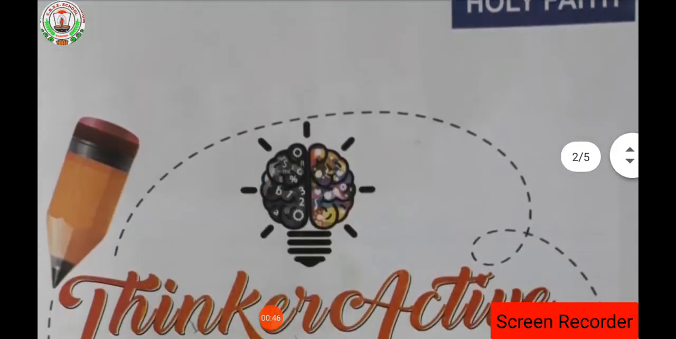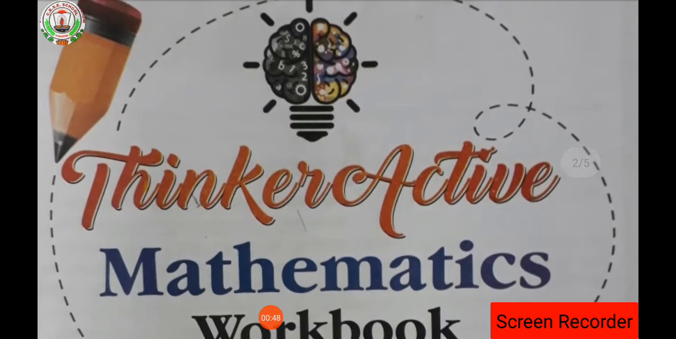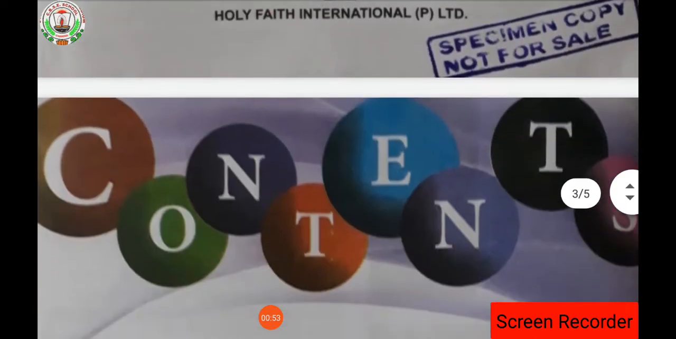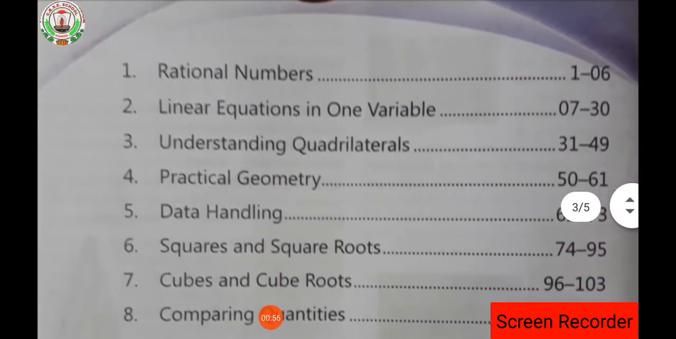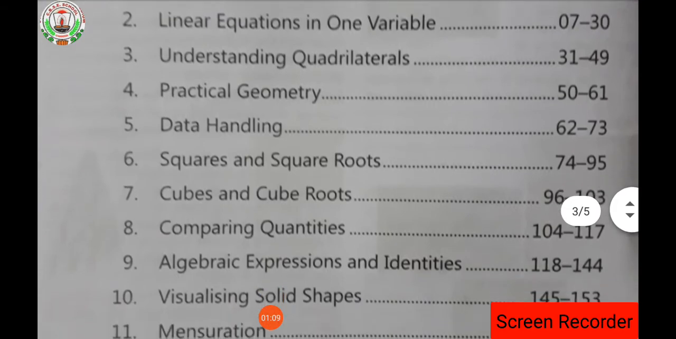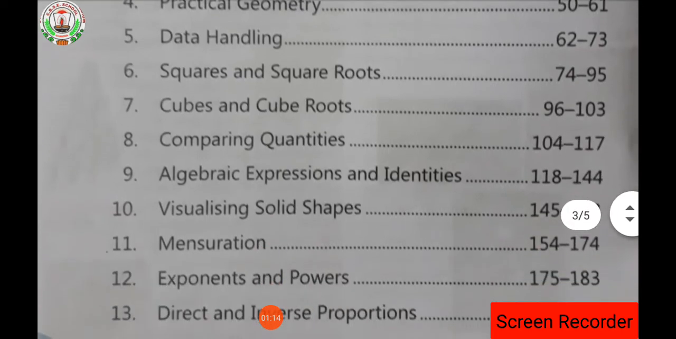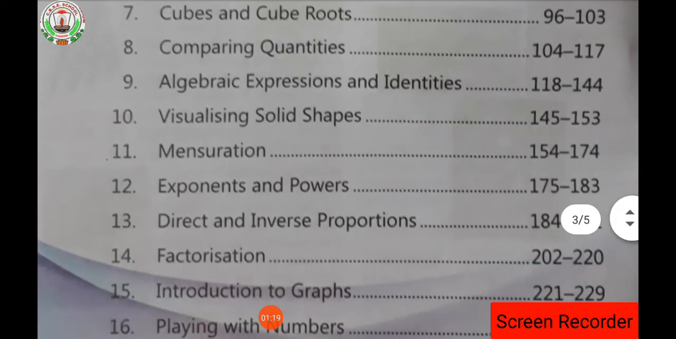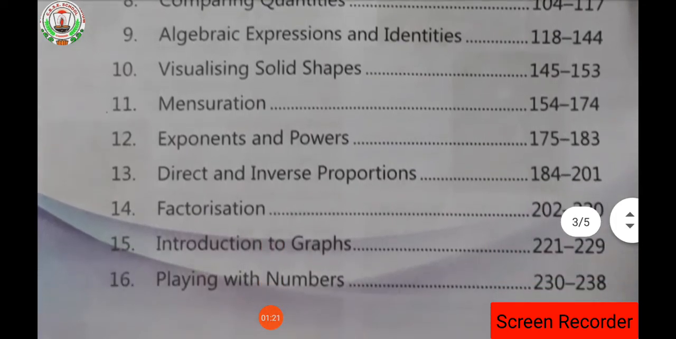Clear everyone? So this is the second page of the Thinkers Active Mathematics workbook. Now the contents are already given by me, isn't it? Rational number, linear equation in one variable, understanding quadrilateral, practical geometry, data handling, square and square roots, cube and cube roots, comparing quantities, algebraic expressions and identity, visualizing solid shapes, mensuration, exponents and power, direct and inverse proportion, factorization, introduction to graph, playing with number.